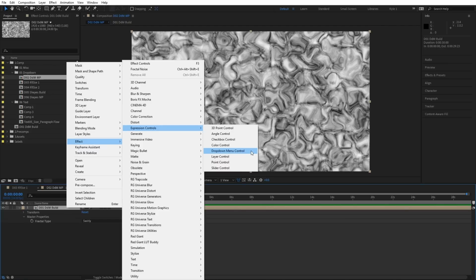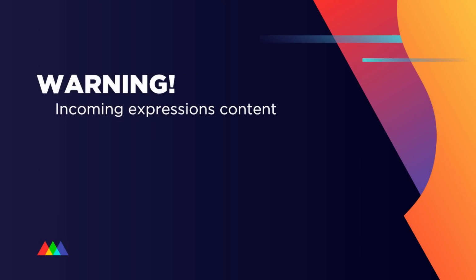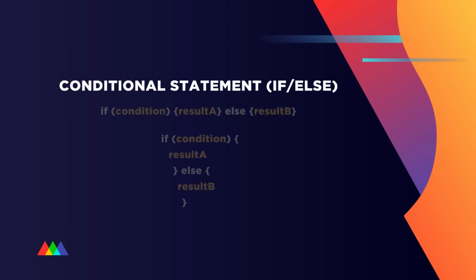So additionally, we're getting a drop-down menu control as one of the expression controls that you can add to layers to control various things. To explain how to use this, I'm going to have to explain expressions a little bit. So warning, expressions content. To use the drop-down menu expression control, we're going to have to write some expressions, specifically a conditional statement, which is commonly known as an if-else. The way this works is you specify a condition. For example, a drop-down menu is set to a certain option, and when that happens, a certain result occurs. Otherwise, a different result occurs.